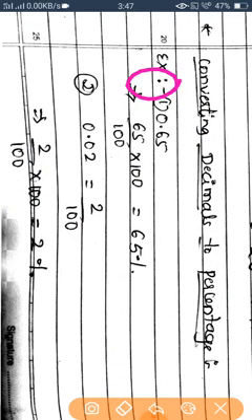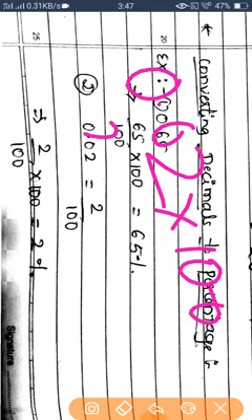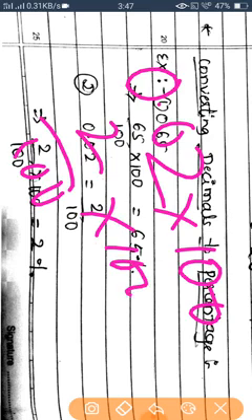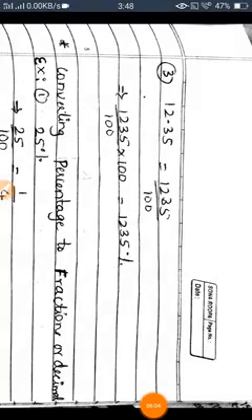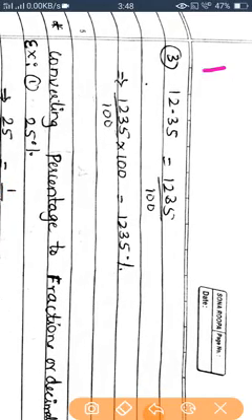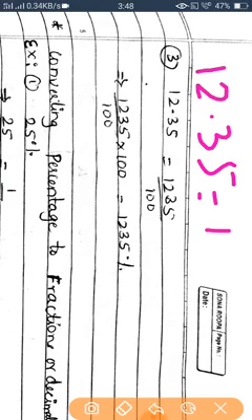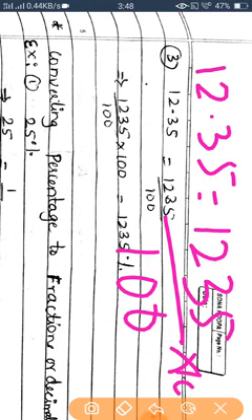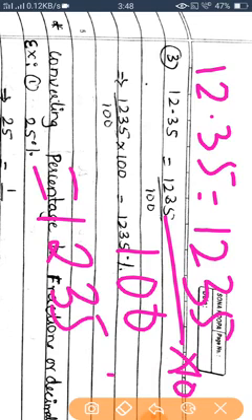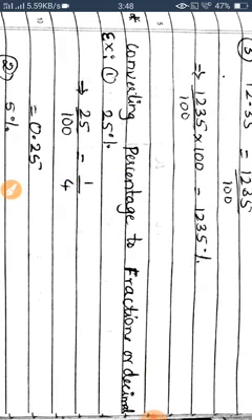Okay, so 0.02 in percentage means just multiply by 100. 0.02 I can write as 2 by 100 into 100. So the 100 gets cancelled, 2%. That's all. Next example, 12.35. First you have to convert 12.35 as a fraction. You know the decimal rule: divide by 100, as there are 2 digits after the decimal, so 2 zeros. To convert to percentage, just multiply by 100. So the 100 gets cancelled and you get 1,235%. That's all. These I have taken from the exercise itself.